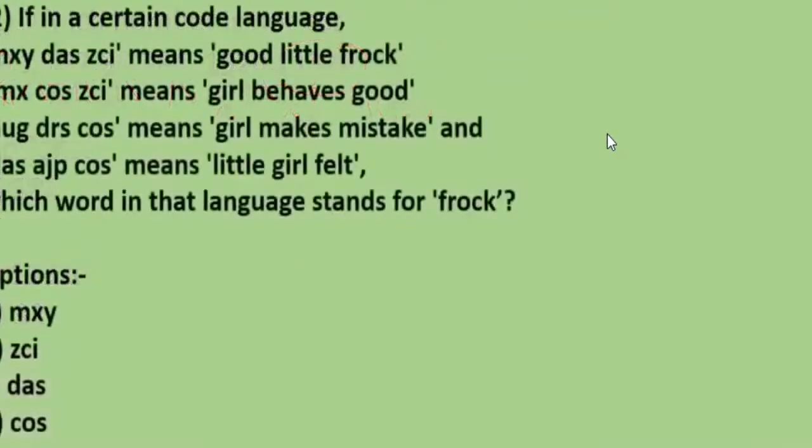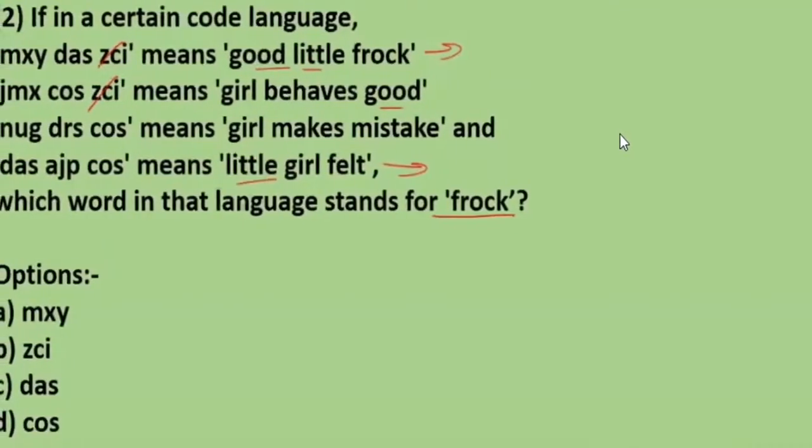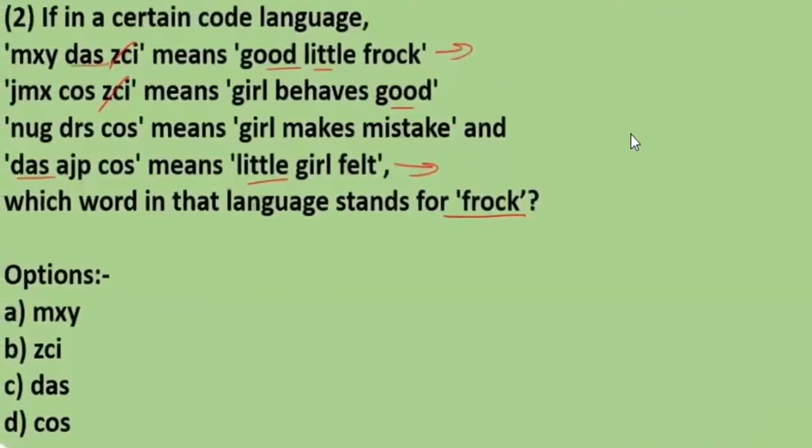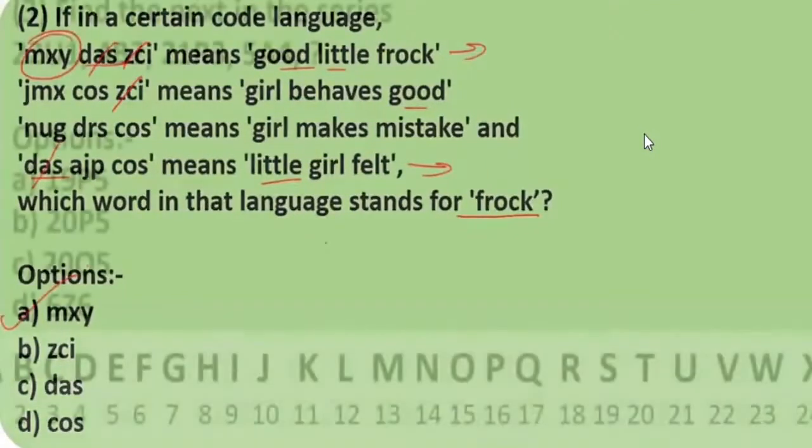Question number 2, if in a certain code language all these things are given, this means this, which word in that language stands for frog? It is very easy, good little frog. Okay, so frog is over here. What is for good? Good is in this and this sentence. So what is common over here? ZCI, that is good. Little is over here, little is again over here. So little is common over here. What is common? Das. So that is not there. So frog means MXI. That is the answer.